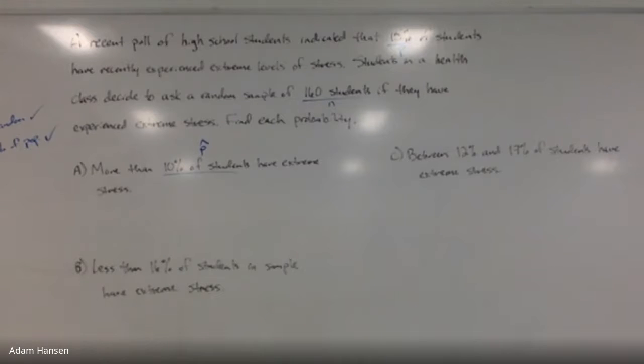Now let's check to make sure we have the success-failure condition also satisfied. I need to be sure that I have an expected number of at least 10 students that succeed by having extreme stress and at least 10 students that fail, not having extreme stress. Take n times p, n times q. That would tell us the expected counts in each of the two categories, having stress and not. So 160 for n times the population proportion of 15%. 160 times q. If 15% have stress, what proportion do not? 85.